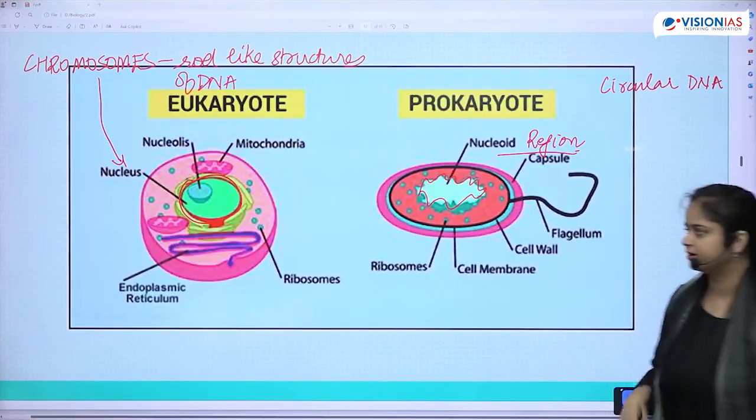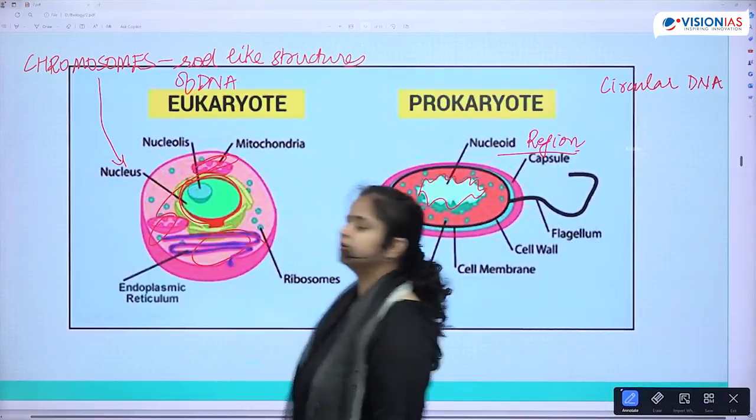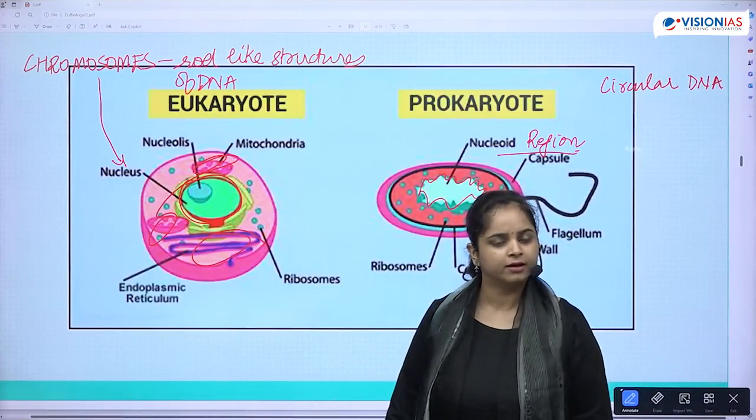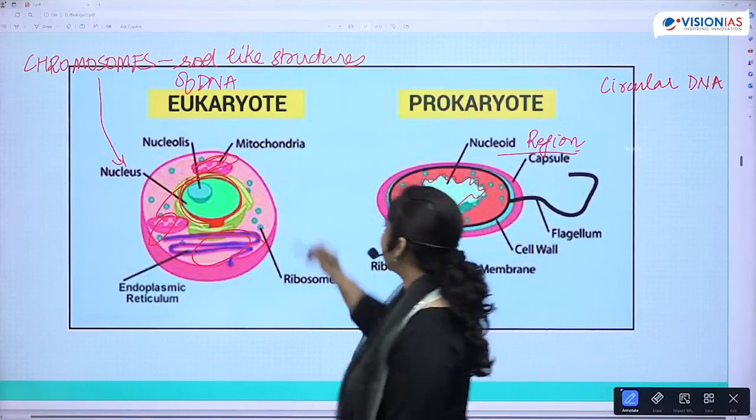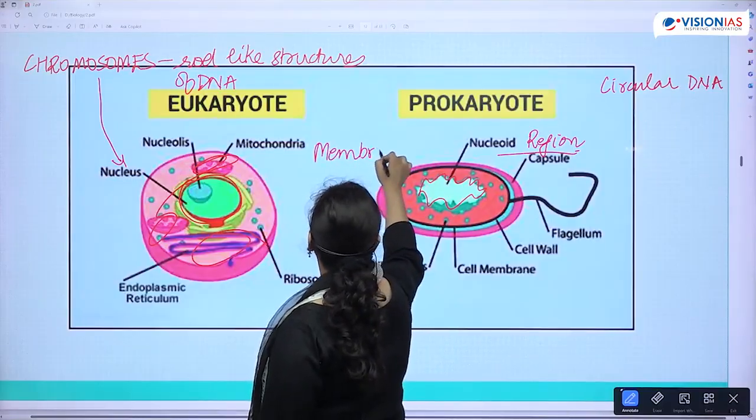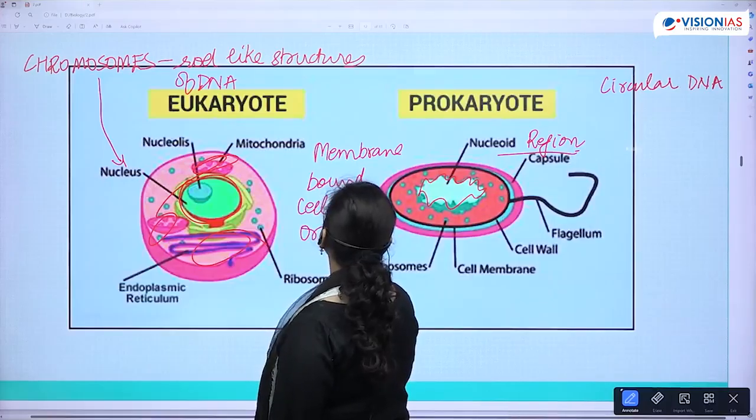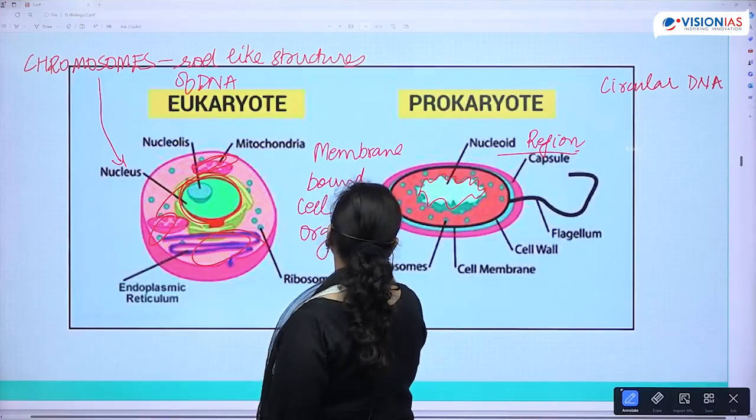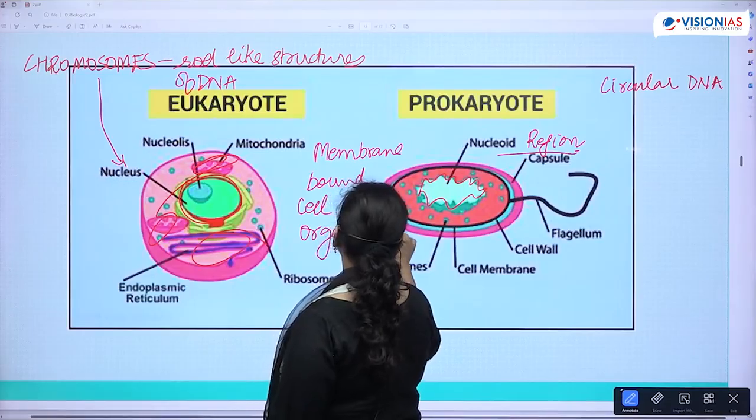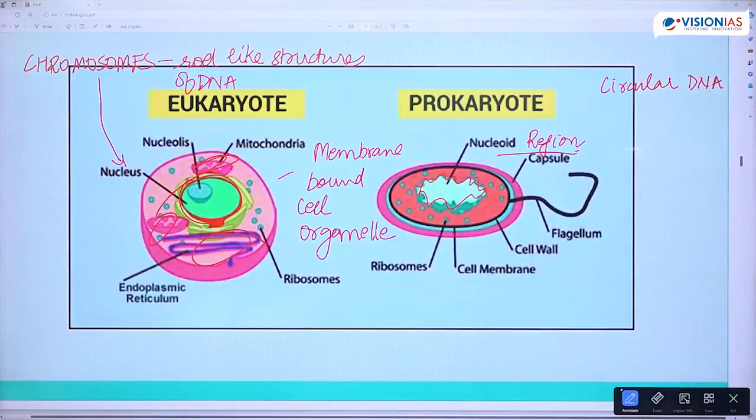Second is in the organelles. ये जो बाकी और इतने कलर्ड स्ट्रक्चर्स दिख रहे हैं, these are the cell organelles. All these cell organelles have a proper covering. Covering को बोलते हैं membrane. So there are membrane-bound cell organelles present in eukaryotes, absent in prokaryotes.